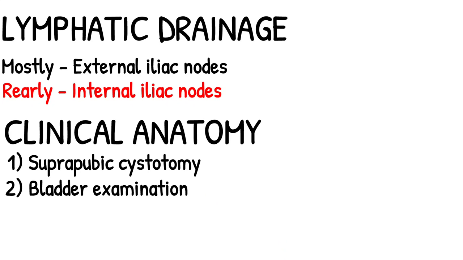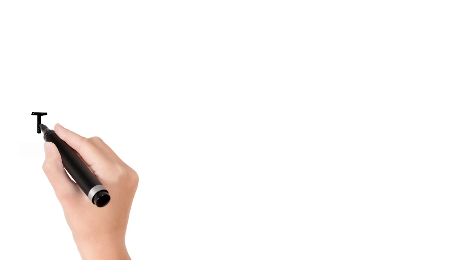The second one is suprapubic cystotomy. Suprapubic cystotomy is a surgical procedure in which the urinary bladder, when it is distended with more than 300 ml of urine, can be approached directly through the anterior abdominal wall without entering the peritoneal cavity, and the cystotomy can be done. So these were the two important clinical points related to the urinary bladder.